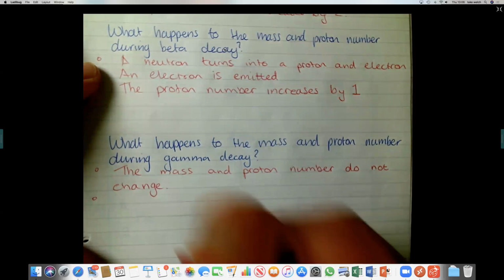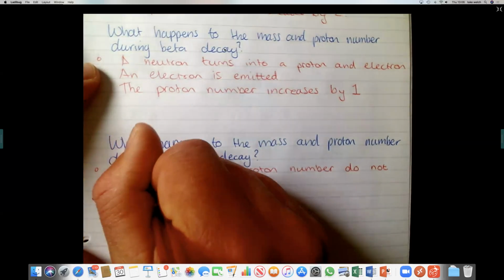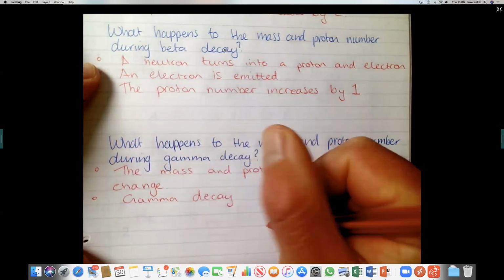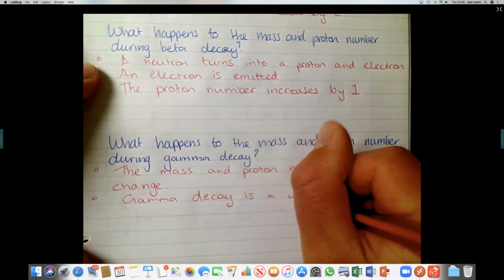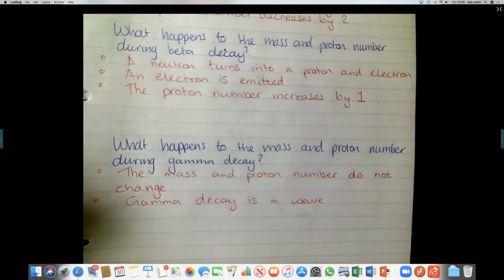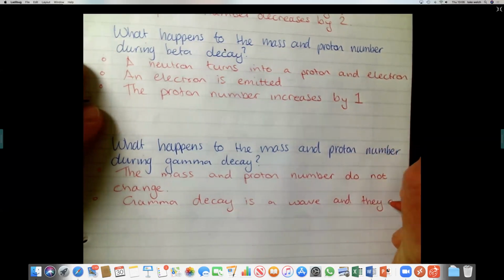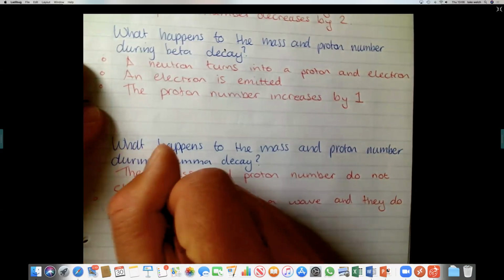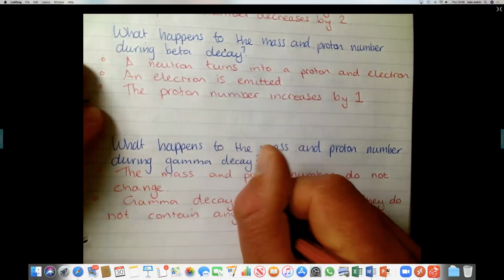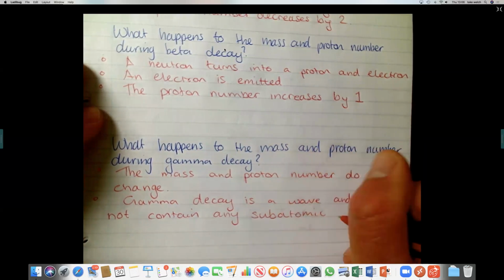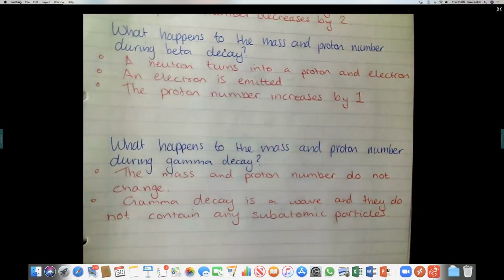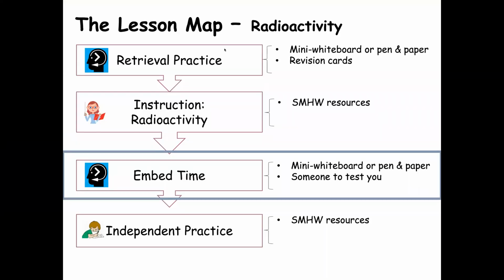Right, why underneath. Gamma decay is a wave. Remember, waves are how energy is transferred. And they do not contain any subatomic particles, such as protons, neutrons, and electrons. So pause the video and make sure you've got this down, please. As always, once you've got this down, we need to spend some time embedding this information. So once we've done that, I'd like you to spend some time embedding this new information.